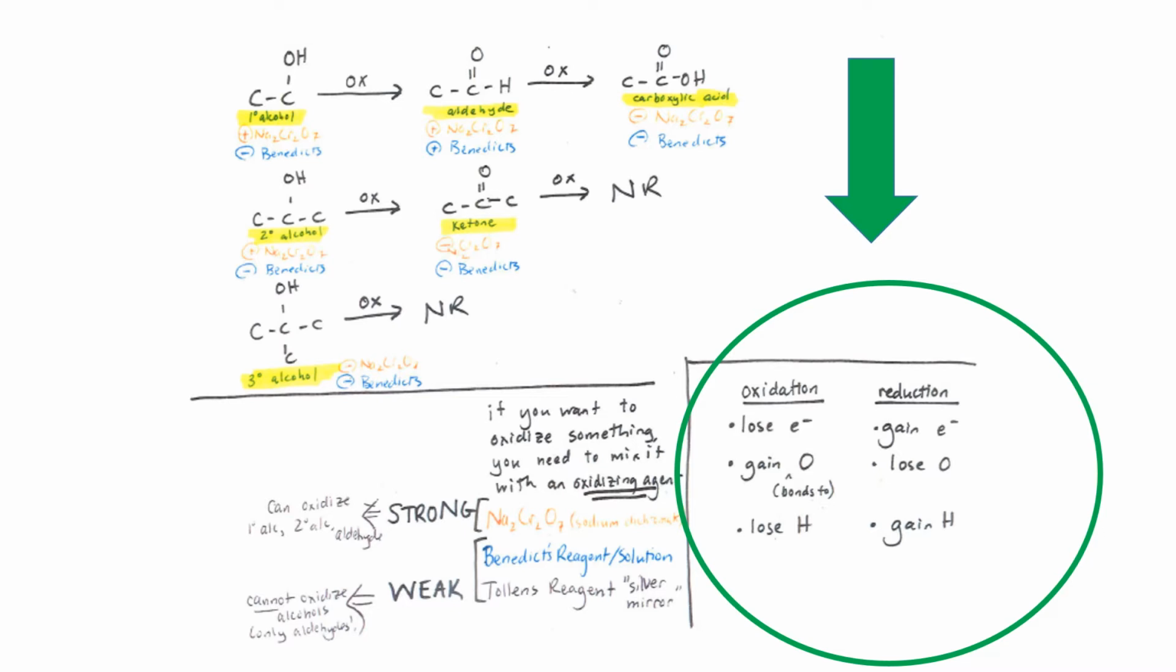We have talked a little bit before about redox reactions. We talked about them in the context of inorganic redox. And in that context, we learned that oxidation means losing electrons and reduction means gaining electrons. That is still true. In fact, that is the universal definition of oxidation and reduction.